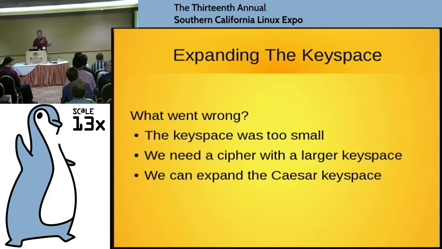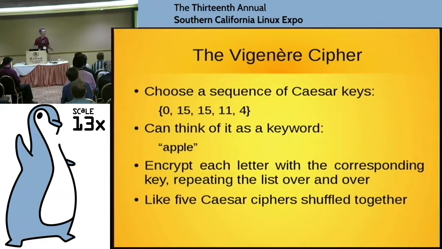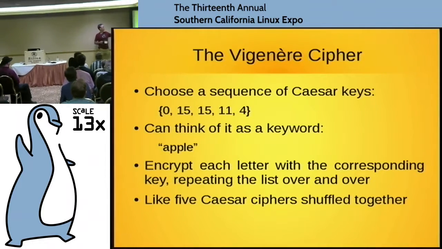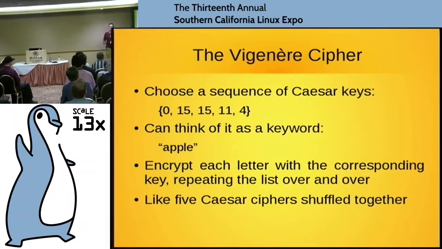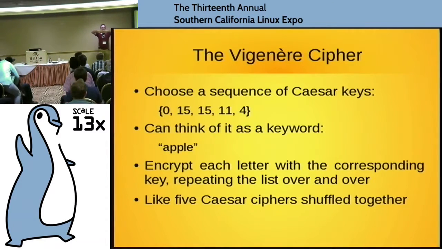Okay? And it turns out that we can actually expand this key space on the Caesar cipher, so I can stick with my theme here. So what I can do is realize that I don't have to encrypt every letter with the same key. So I could just pick a sequence of keys, like 0, 15, 15, 11, 4, which in our encoding is just the keyword apple, okay? And then what I do is I encrypt the first letter with the first key, the second letter with the second key, till I run out of keys, and then I just repeat it, right? Okay, so it's like, in this case, 5 Caesar ciphers shuffled together like a deck of cards, okay? Now, this has a name. This is called the Vigenère cipher. It's a very famous cipher.